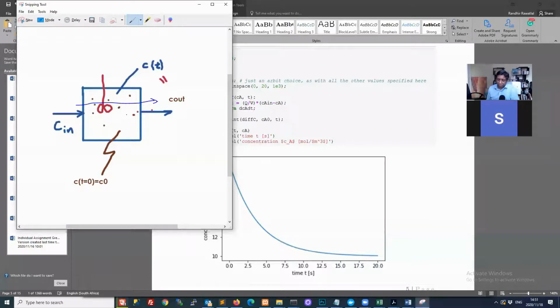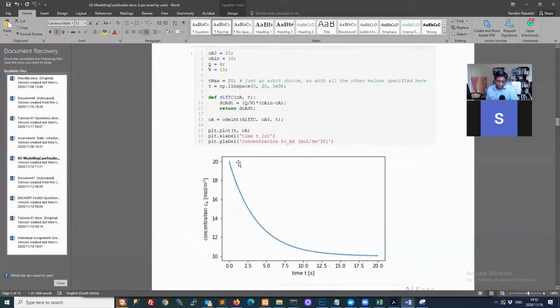This original population in that reactor is slowly being replaced by a new population. And that new population has this new concentration C in. So our concentration here slowly becomes more and more like your inlet concentration. And you can see that here, originally we were at 20, and then as time has been going on, that high initial concentration has been replaced by the concentration that's coming in with the inlet stream.